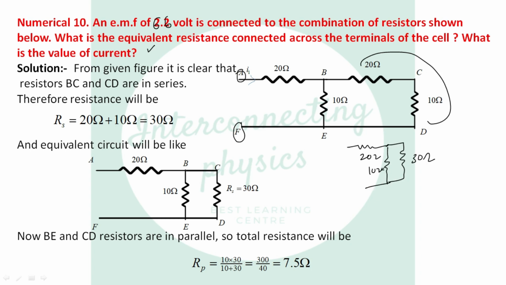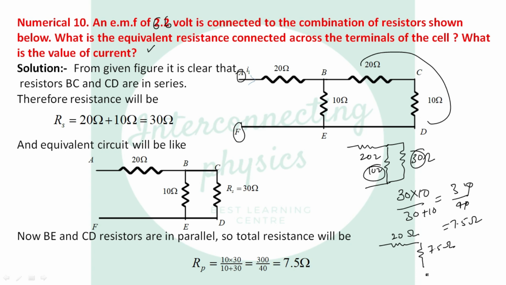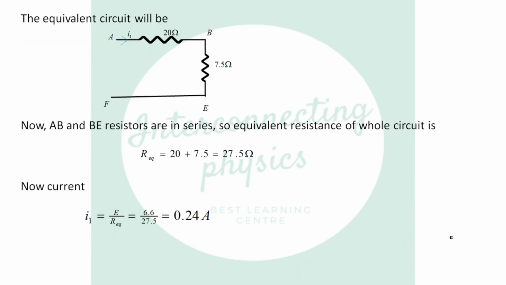So the equivalent diagram will be 20 ohm, this 10 ohm and this 30 ohm. Now this 30 ohm and 10 ohm are parallel. So the answer will be 30 into 10 divided by 30 plus 10, which is 300 divided by 40, and the answer is 7.5 ohm. Now this 20 ohm and this 7.5 ohm are in series. So the equivalent resistance is 20 plus 7.5, that is 27.5 ohm.